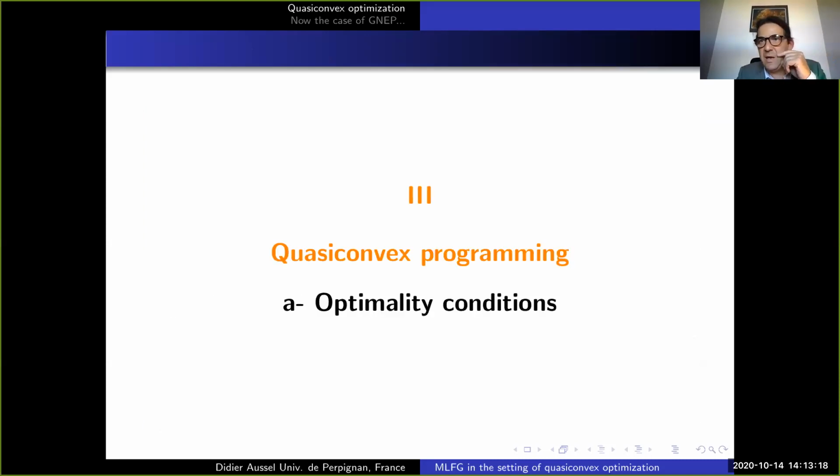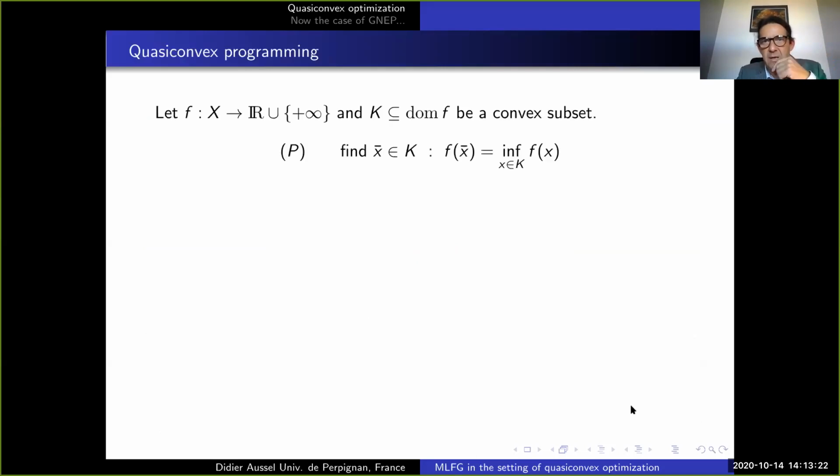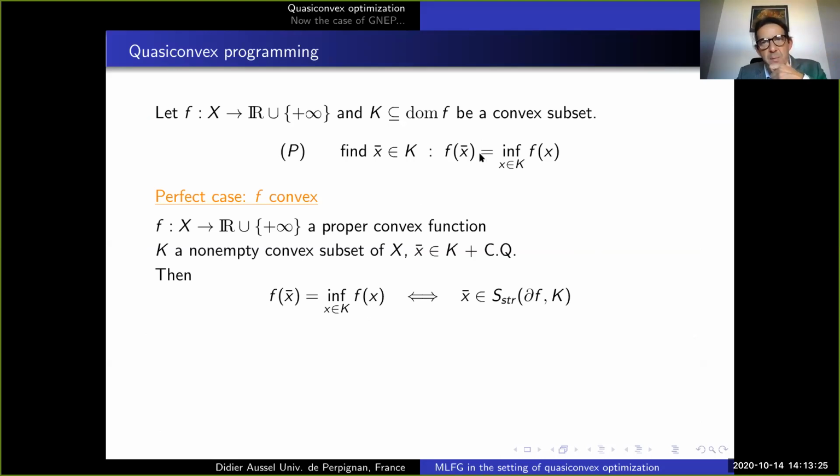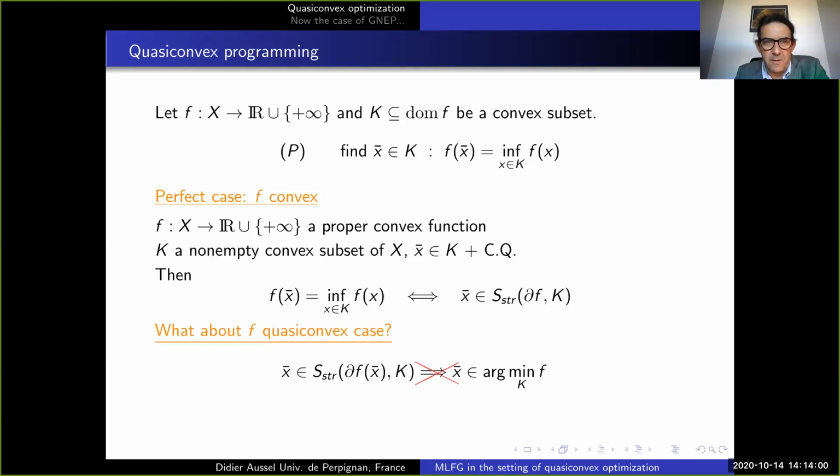And so what is the interest of that? Well, if you consider a minimization problem here, minimizing F over K, and K is supposed to be convex, very good. We don't care about K. K is convex, it's non-empty, very good. But we care about the function. The paradise was convexity. Then you know that finding a solution of the optimization problem is equivalent to finding a solution of the Stampacchia variational inequality with the subdifferential, the Fenchel subdifferential, the classical one. Very good. Qualification condition, of course, but very good. In the quasi-convex case, it doesn't work. You have a necessary condition, but it's not sufficient.